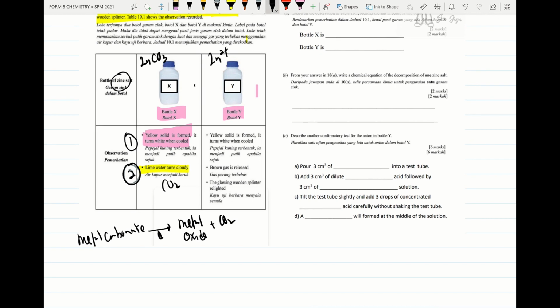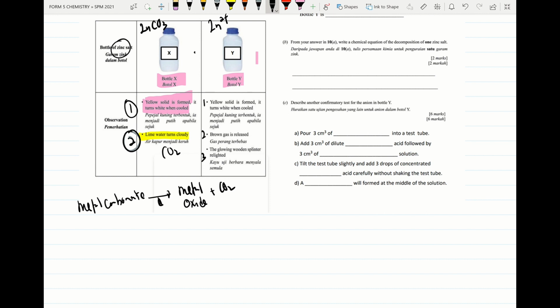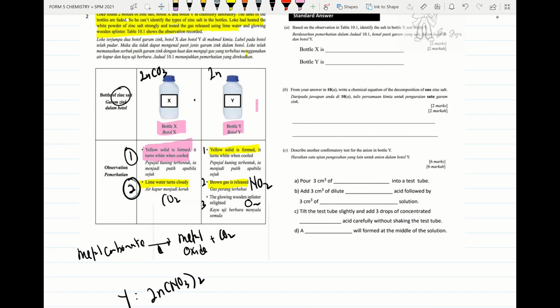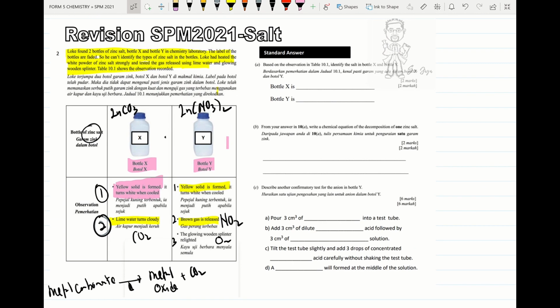Alright, we check here. We have 1, 2, 3 products. A yellow solid is formed and turns white when cool, and a brown gas is released. So the brown gas will be nitrogen dioxide. The glowing wooden splinter is relighted, which means supporting combustion, so that will be oxygen. So here are three products. That means bottle Y is zinc nitrate. So here we put zinc nitrate. So they ask questions, and we check the type of question based on the observation.